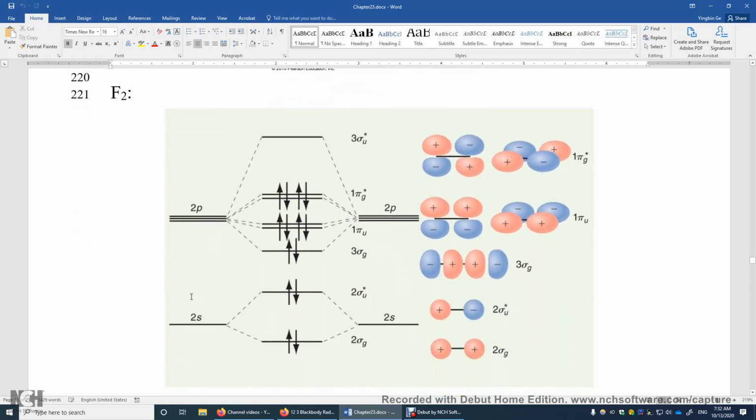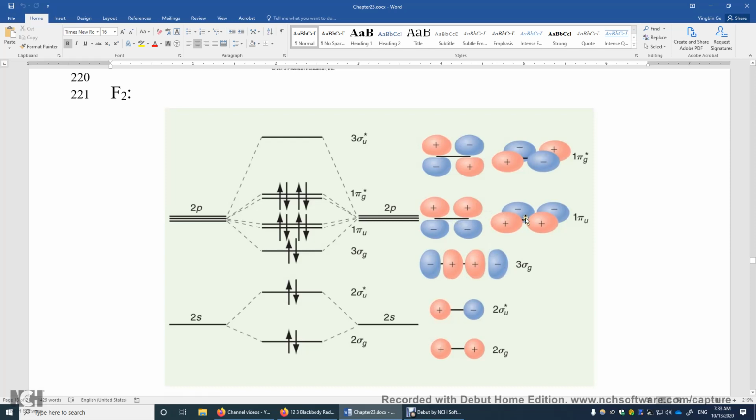Now let's look at a more complicated case, F2. In F2, not only the s orbitals interact with each other, we also have 6 p atomic orbitals, 3 here, 3 here. And when the p orbitals interact with each other, there are 2 different ways. I call this head-to-head interaction, and then you have a sigma orbital. So again, if you draw a symmetry plane that contains the bonding axis, you will see this MO is symmetric with respect to that symmetry plane.